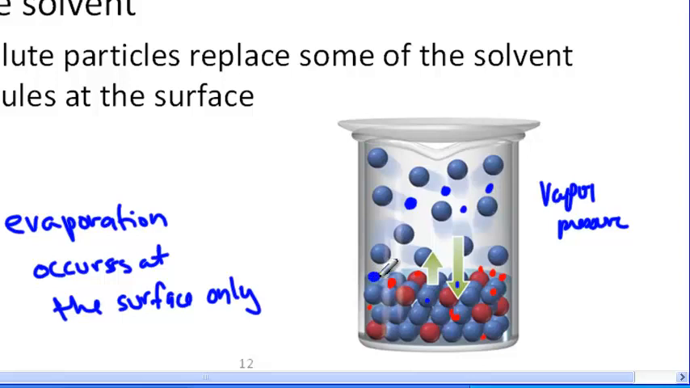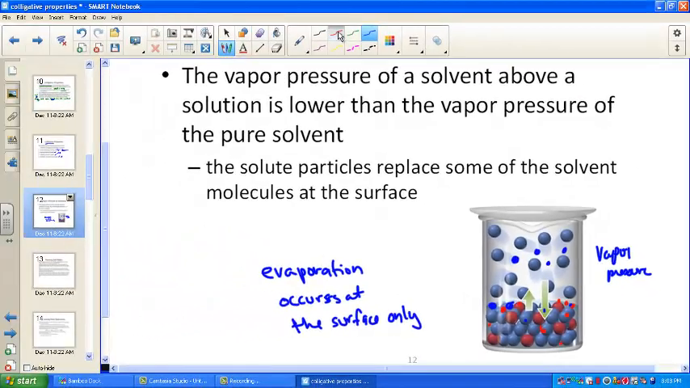Those blue molecules, to evaporate, must be at the surface. Think about it. If they're down here at the bottom of the beaker, there's no way they're going to be able to escape and form a gas. They have to be at the surface. But what if I start adding solute and the competition becomes great? The blue molecules get pushed away from the surface and are prevented from evaporating.